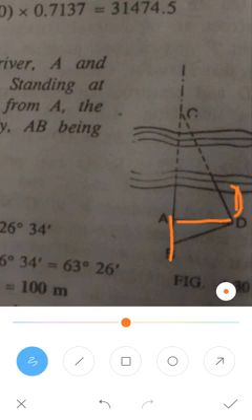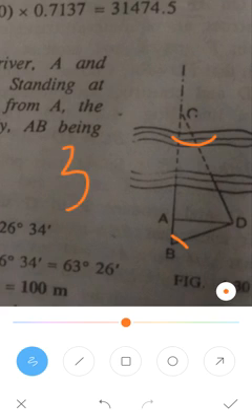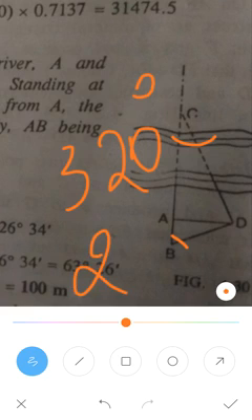From AB, a perpendicular line has been laid, so that is point D. That's what the question says. So perpendicular to AB, a line has been drawn, so that is point D. Now angle C and B, it is making some angle. So this one and this one, it is making some angle. So C makes 320 degree, and angle B makes 230 degree respectively.